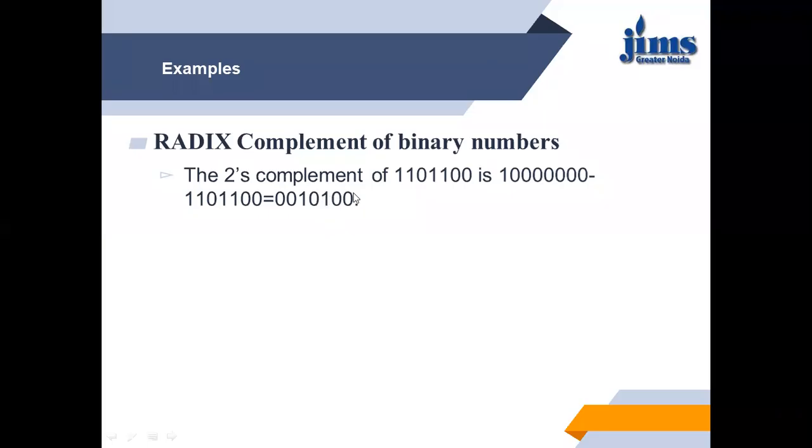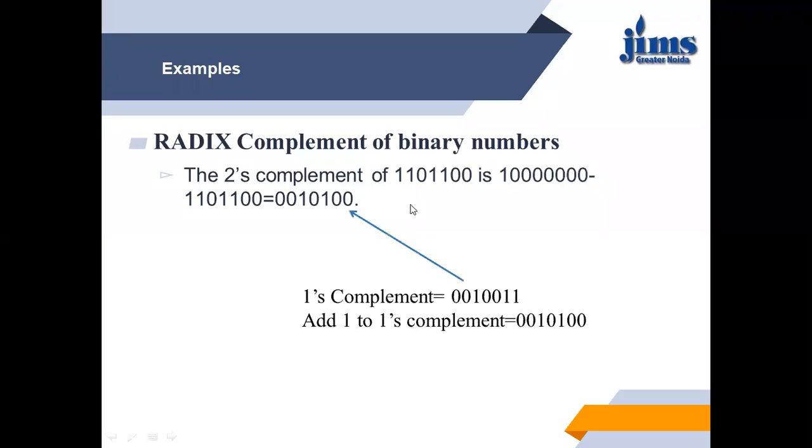And further we can calculate it with the help of the ones complement. The ones complement of this particular number 1, 1, 0, 1, 1, 0, 0 is obtained by just replacing zeros by ones and ones by zeros. It will be 0, 0, 1, 0, 0, 1, 1. That is the ones complement. And just add 1 to the ones complement. It will be 1 plus 1 is 0, 1 is carry. 1 plus 1 is 0, 1 is carry. So 1 comes here. 1 plus 0 is 1. Then this 0, 1, 0, 0.